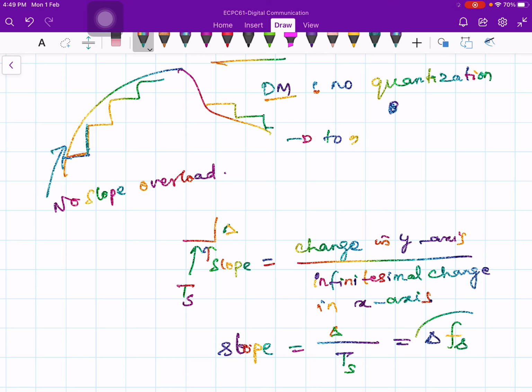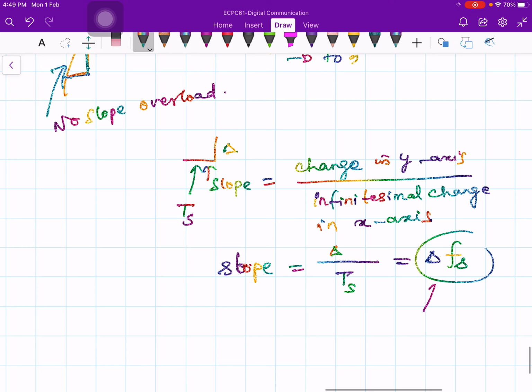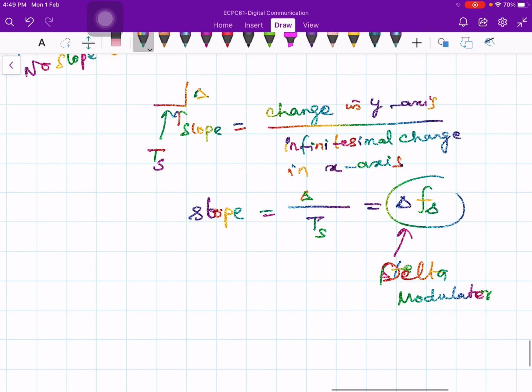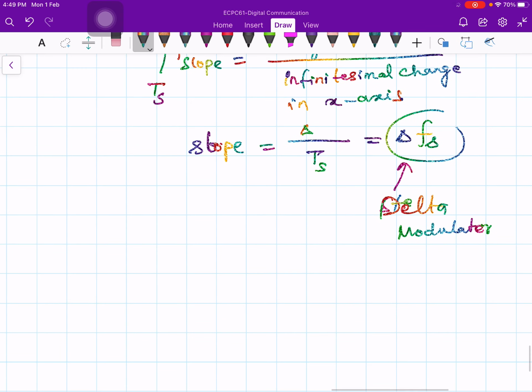This is my slope, the slope of the steps of the delta modulator. So as long as the slope of the delta modulator is greater than the slope of your signal, you are in a safe condition. Under these limits we can make these assumptions, because once we cross the no slope overload point, our error can be much larger than delta at any point.